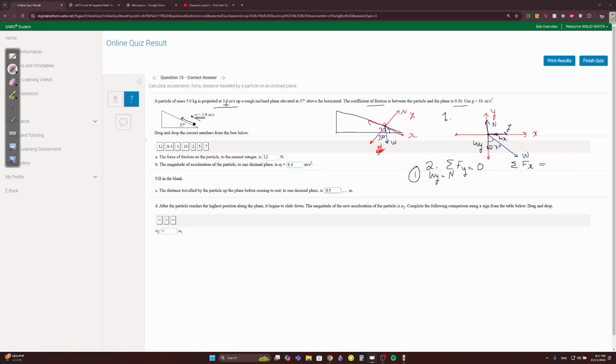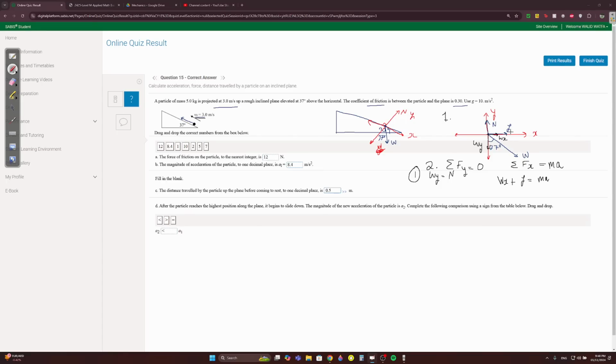Here, they said it's projected at 3 meters per second. You guys know it's going to begin to decelerate, right? It's going to decelerate as you go up because of friction, which opposes its motion. So, okay, now we have an acceleration. What are my horizontal forces? I have nothing except Wx and F. Sigma means add. So, Wx plus F is equal to ma.